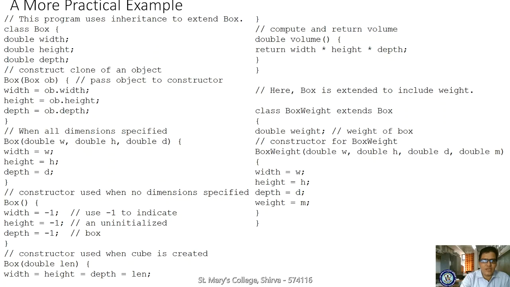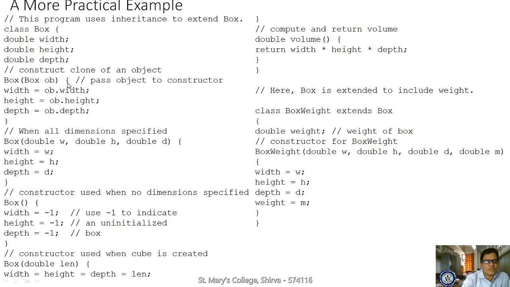Let me show a sample example. Here the sample example exists. This is a box. Class Box. In Box we are defining double width, height and depth. Afterwards I am using the constructor. What is the name of the constructor? Box. How can you say it is a constructor? Because I am defining the method with the name of the class, right? And also I am passing an object as a parameter.